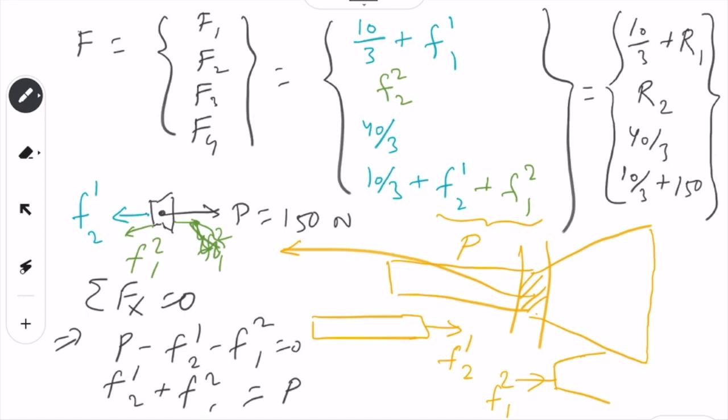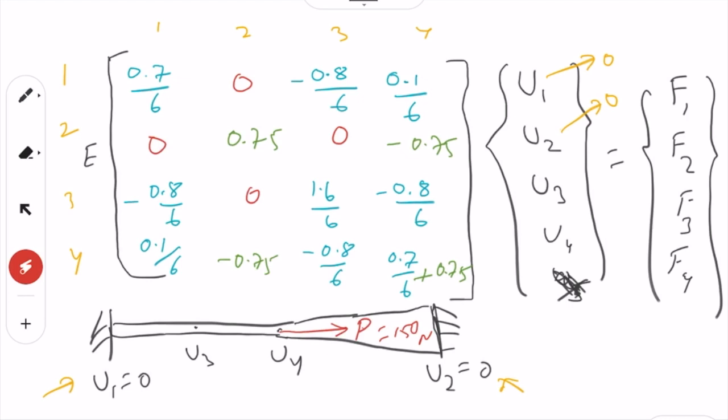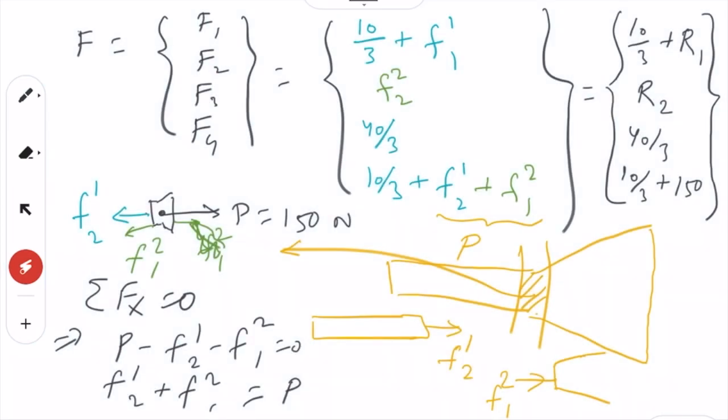So this is the force vector. This is basically replaced with P, and P is 150, and we write it like this. So this is what the force vector will be. What we know here is this and this one. If you see the values, this is 0 and this is 0, so we are going to solve this multiplied by this equal to F3, F4, which is given. And this is the E value here. So finally our equation to be solved will be like this: E common, 1.6 over 6, minus 0.8 over 6, minus 0.8 over 6, 0.7 over 6 plus 0.75, then U3, U4, and then whatever force we get here.